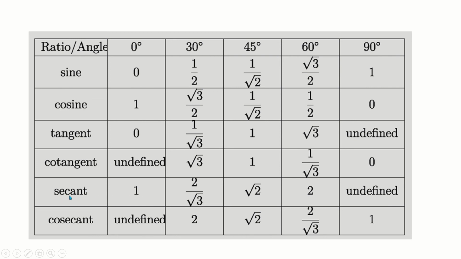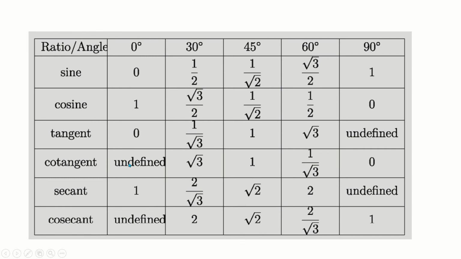secant, sec theta, equals 1 by cos theta. So 1 divided by 1 equals 1. 1 divided by root 3 by 2 equals 2 by root 3, and like this we get here root 2, here 2, and this will be undefined because 1 by 0 is undefined. Something divided by 0 means undefined.